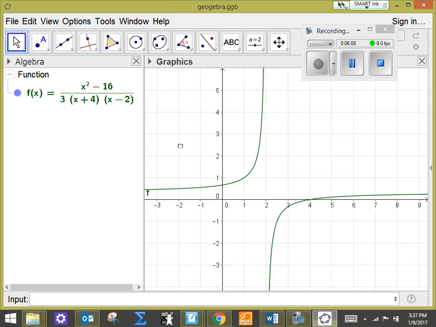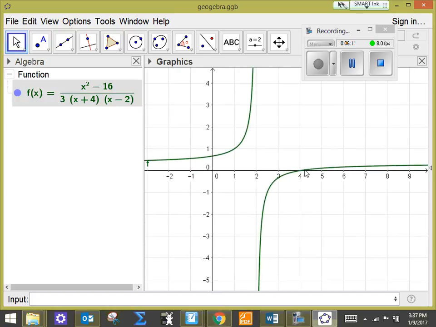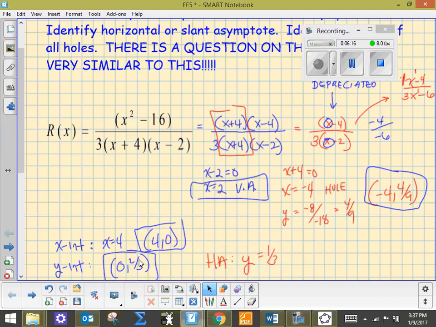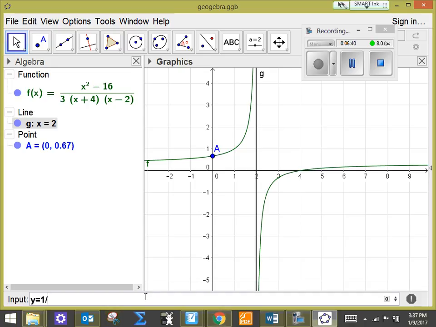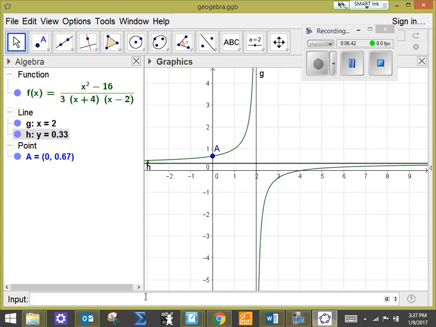Okay, so then we see here the x-intercept 4, 0. Going back, just double checking: x-intercept 4, 0, y-intercept 0, 2/3. That looks like 0, 2/3 there, and let's type in 0, 2/3. That's my y-intercept. We had x equals 2 as a vertical asymptote, and that's what that's looking like. We had y equals 1/3 as a horizontal asymptote. That's what that looks like.